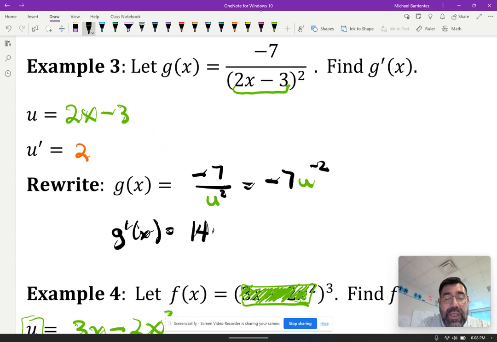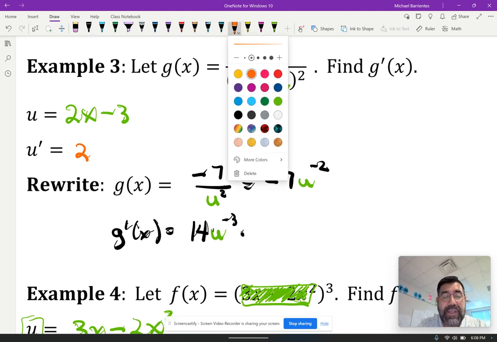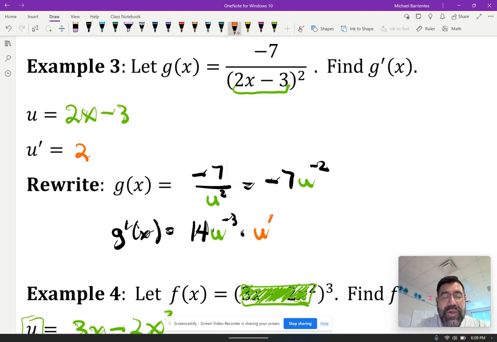That would be 14 u to the power of -3. But then I need to multiply by the derivative of the inside. I need to multiply by u prime. So I took the derivative of the outer function with the inside function u still in there, times the derivative of the inside function. Great.